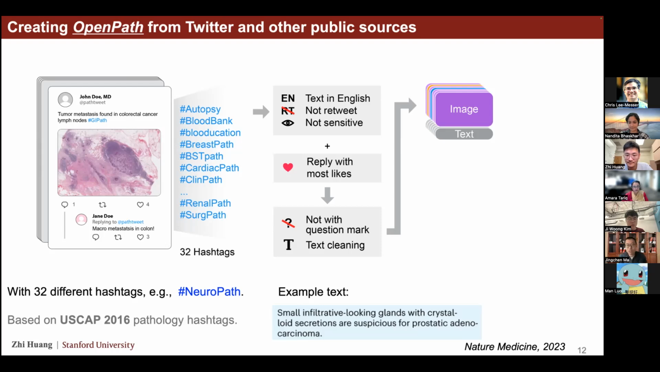I have a question about the data collection. You currently collect data from Twitter, so why not collect data from the Department of Pathology? I guess there's also tons of data there. I know it's a challenge, so what's the trade-off and rationale? Yeah, it's a great question.